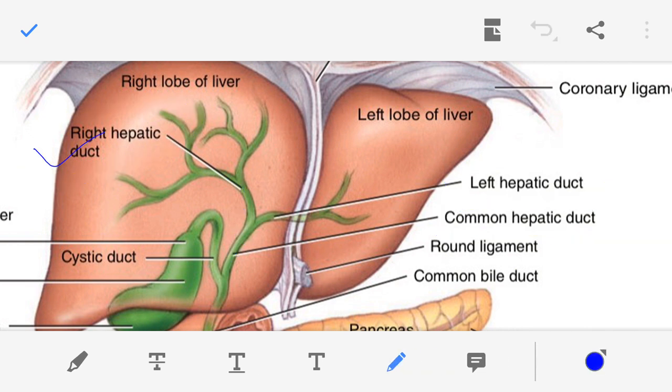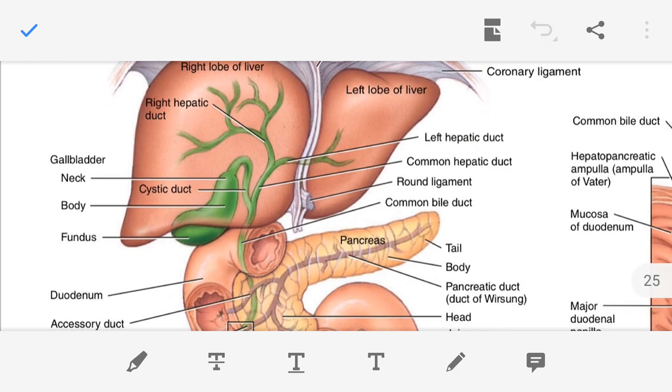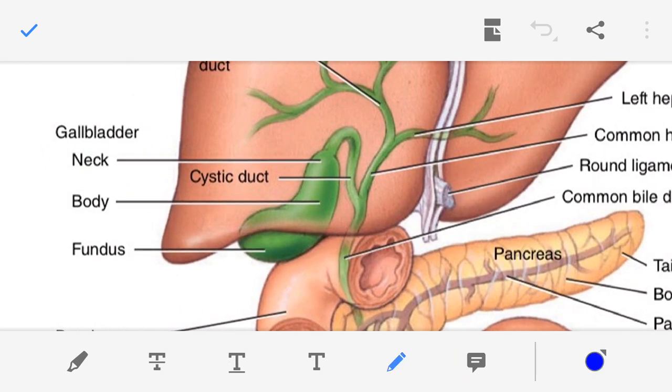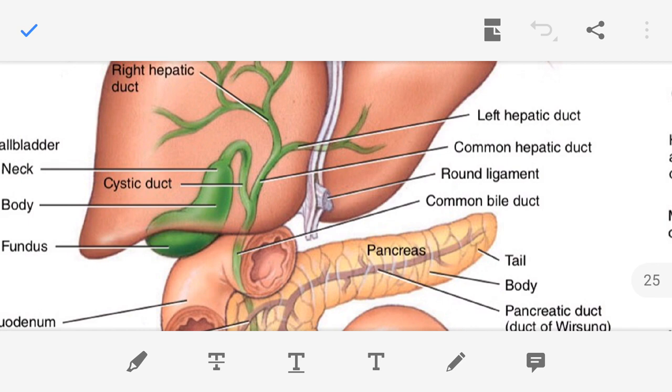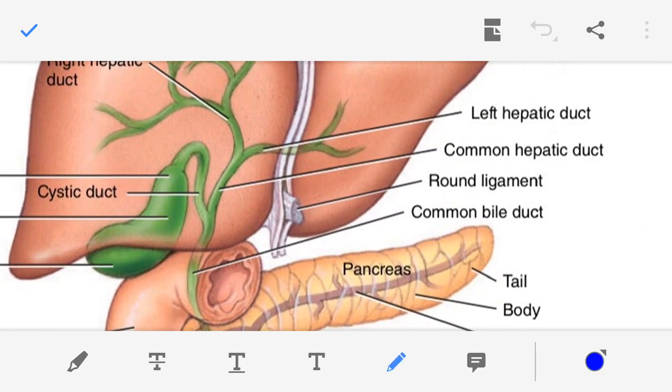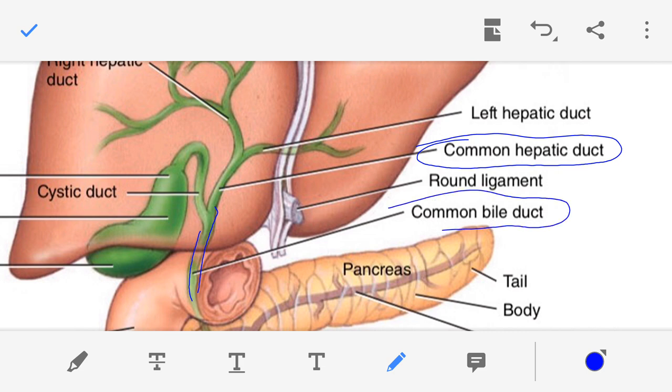So the right hepatic duct merges with the left hepatic duct and the common hepatic duct is formed. Now here the gallbladder is shown, and this is the cystic duct. The cystic duct is also connecting with this common hepatic duct. So now one duct is formed. This new duct is known as the common bile duct.